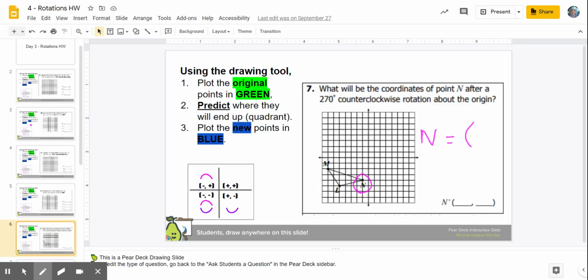What's the ordered pair for N? -1, -4. It's in quadrant 3, right? And how's it moving? How many quadrants does it have to move through? 3. So we're going to move to the left because it's counterclockwise. That's 90, that's 180, that's 270. So it's going to land here in quadrant 2.